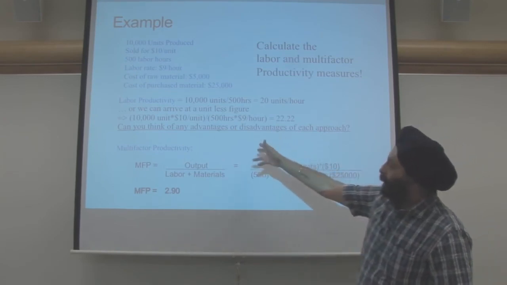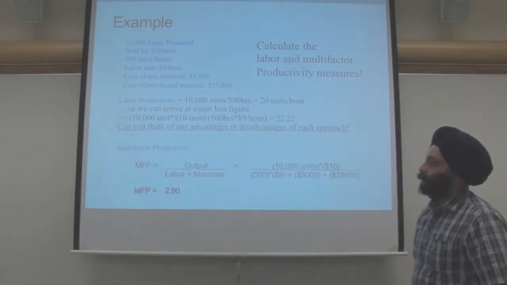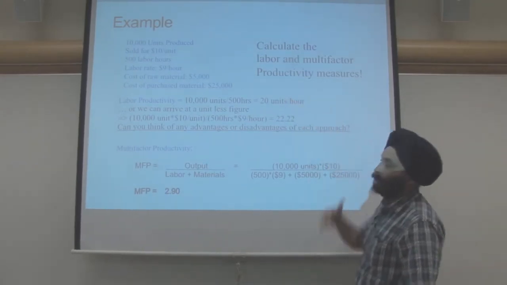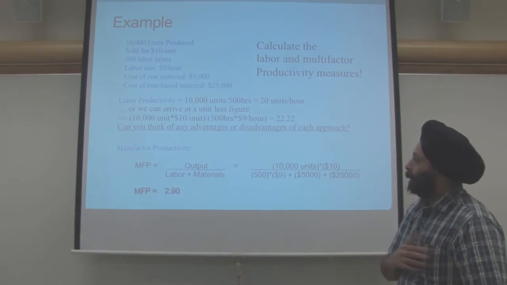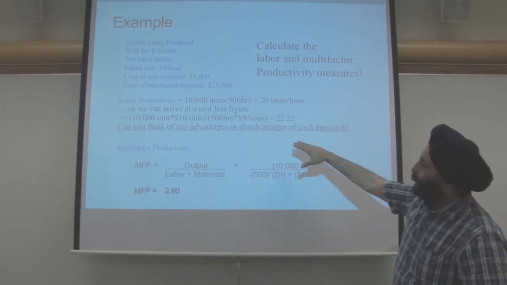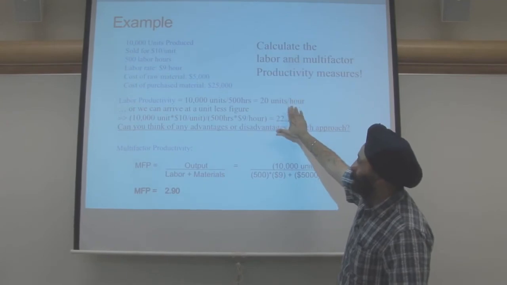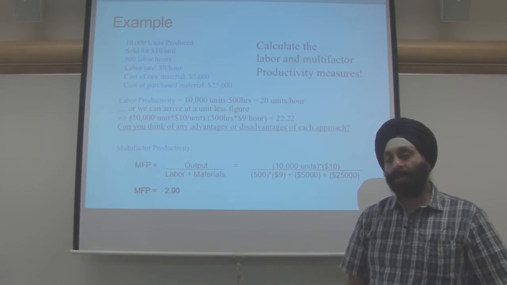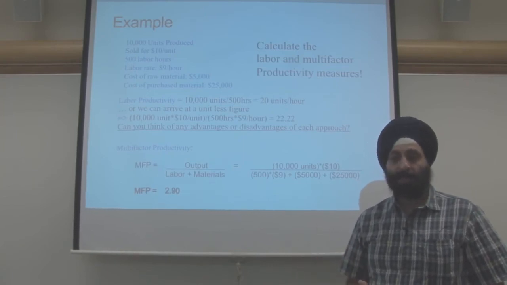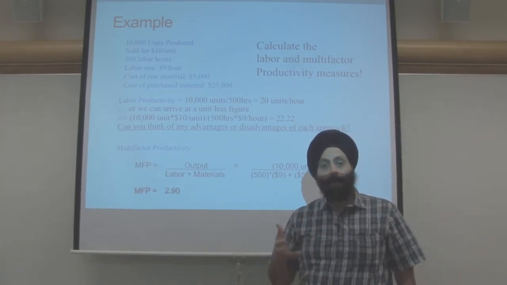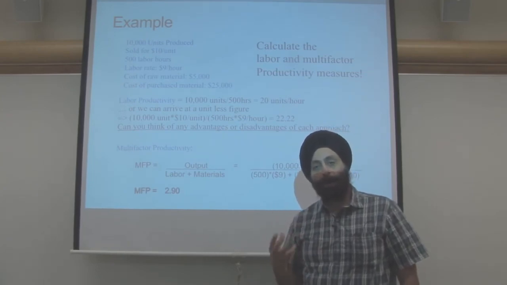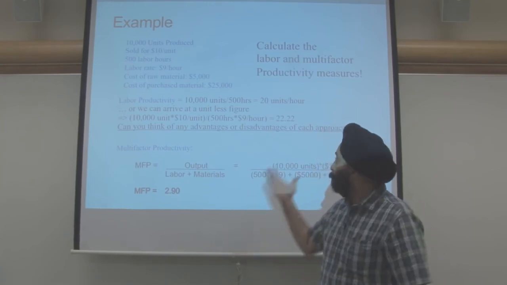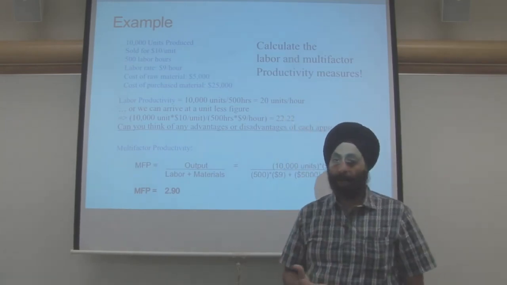So what are the advantages and disadvantages of both these approaches, calculating 20 units per hour versus 22.22? The advantage of the first number is it's intuitive. You can easily tell somebody that labor productivity is 20 units per hour, and it's easy to understand that for each hour of labor, 20 units are being produced.